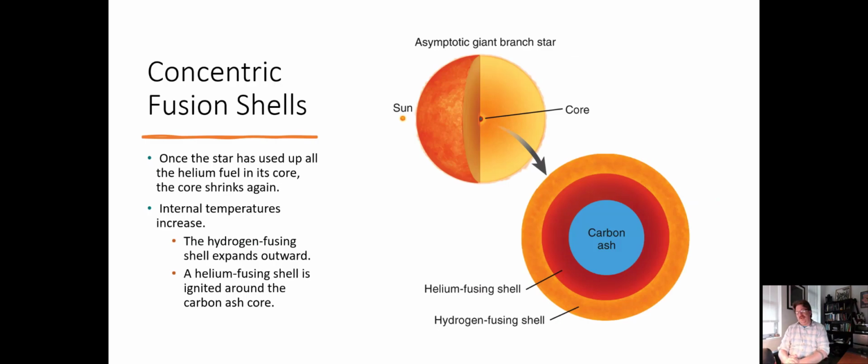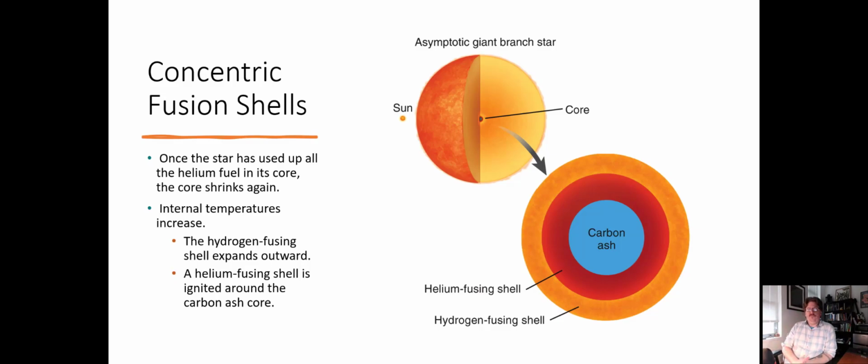Then we get to a situation very similar to what we had before, where eventually the helium will run out, and again the core will contract, causing all the layers to contract along with it, and ultimately the material surrounding the inert carbon core is going to begin to burn helium into carbon. And so now we have two shells. We have essentially three structures: the carbon core, the helium burning shell around it, and then the hydrogen burning shell around that. In a sense, a star as it evolves kind of becomes an onion.